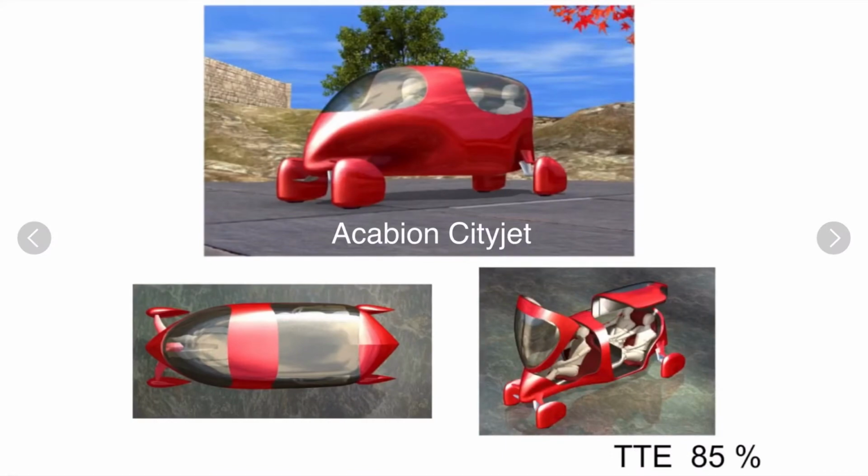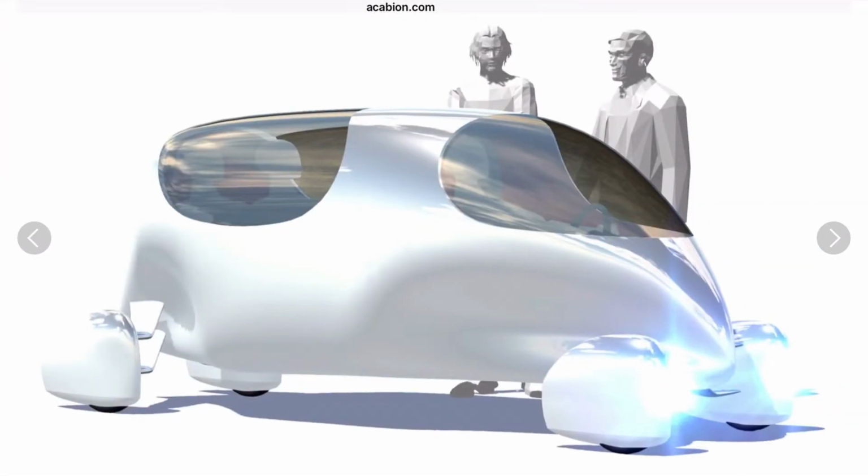The next vehicle what we are looking at is his Acabion CityJet. So this is a vehicle where up to 3 persons can sit or 2 persons plus luggage here. And this has been developed for Thailand. And it's also looking quite nice from my point of view.